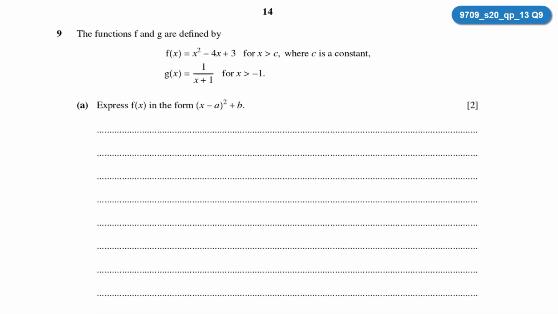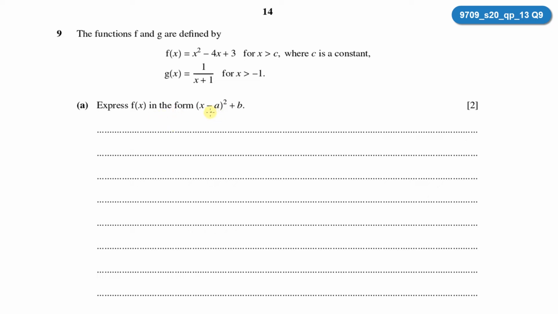Question 9. The functions f and g are defined by f of x is equal to x squared minus 4x plus 3, for x is greater than c, where c is a constant, and g of x is equal to 1 over x plus 1 for x is greater than minus 1. So on A, express f of x in the form x minus a squared plus b.